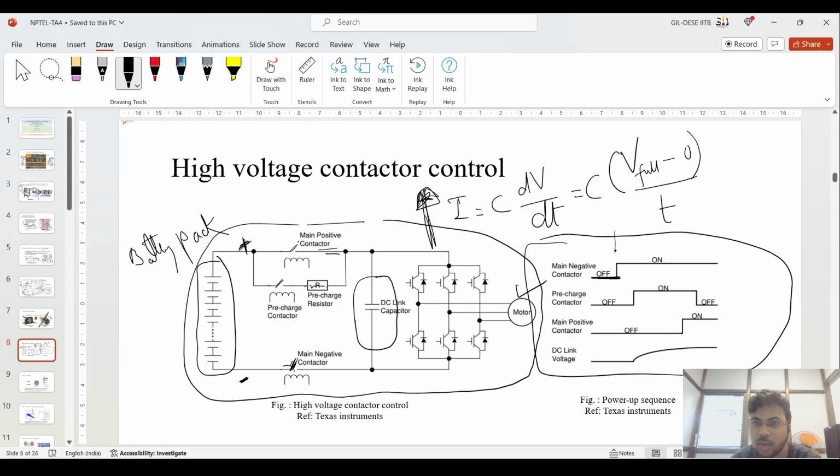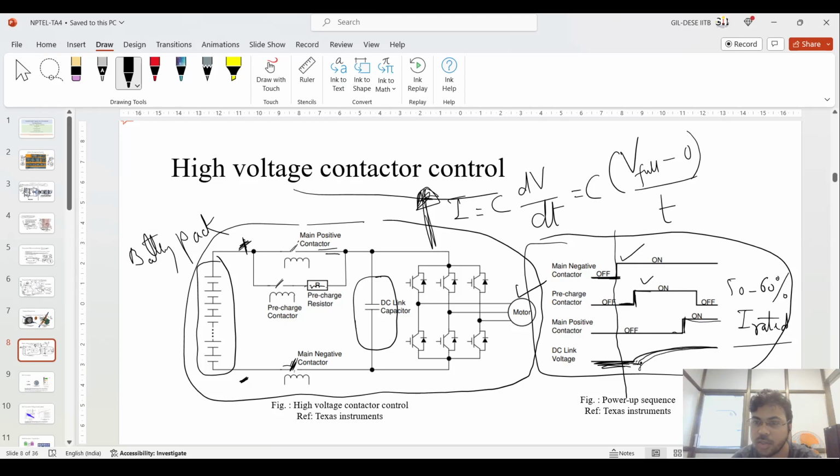If you see this right side image which I have shown you, this main contactor is initially off, and this is the current. This is the time frame when it is getting on. First, we will switch on this negative contactor, then we will switch on this pre-charge contactor after some time. Finally, we will close this main positive contactor when the current reaches 50 to 60% of the rated current. So this is the main crux of the high voltage contactor which is used in this battery pack.